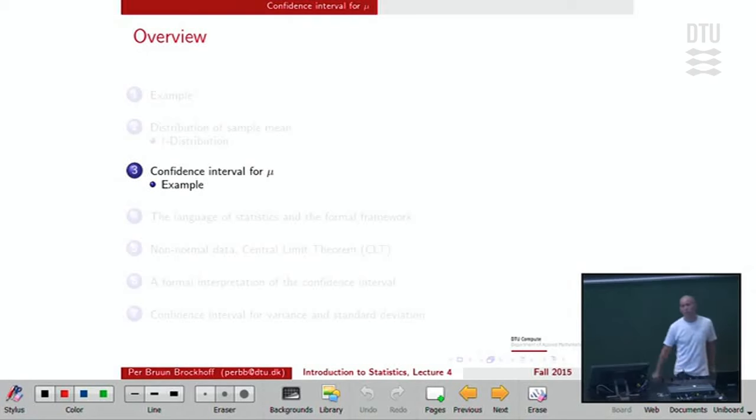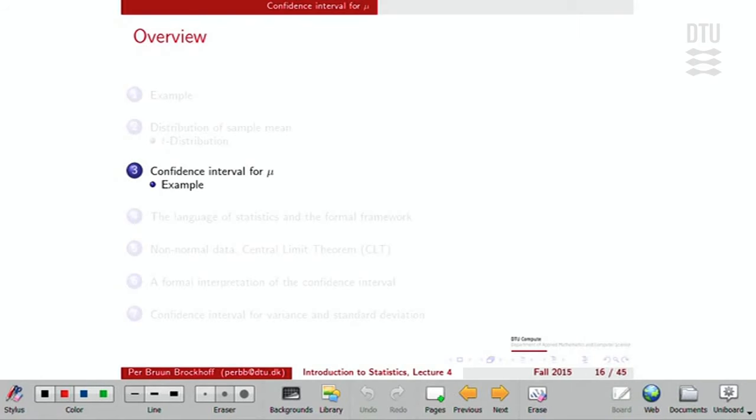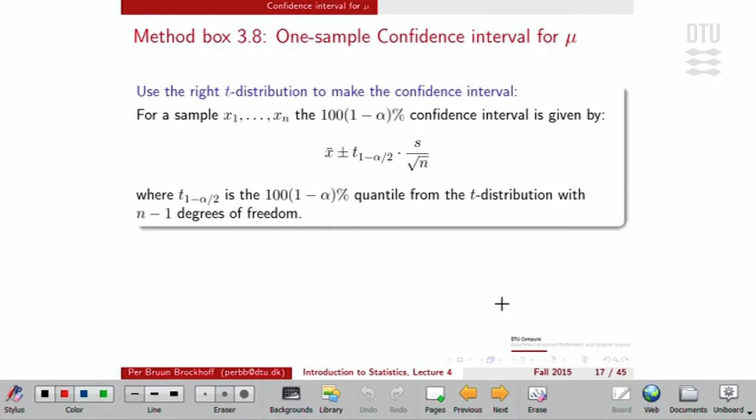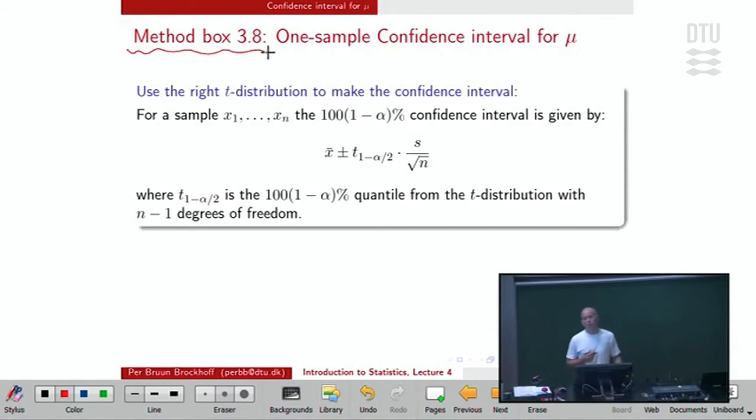So, now we make a shift to how we can use that to actually provide the interval that I used in the beginning. Here it is. That's the interval I showed you on slide 1. Here it comes as a method. I gave you most of the arguments behind the method already now, most of the thinking.